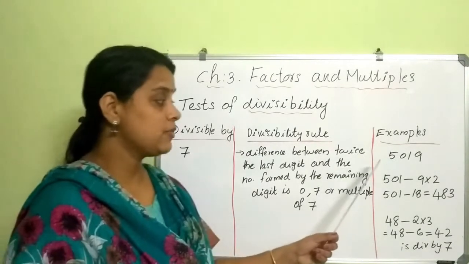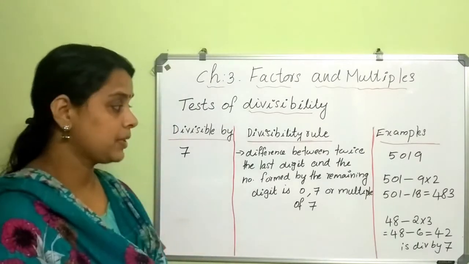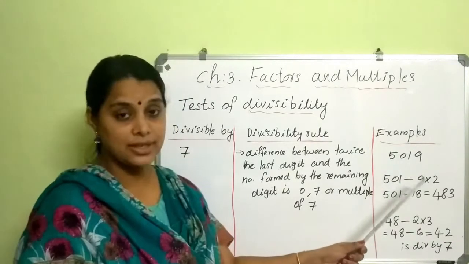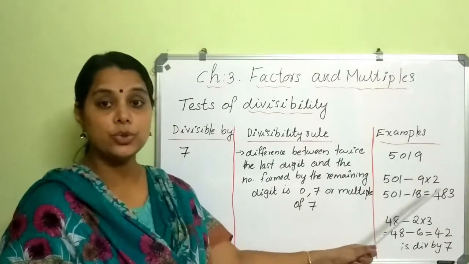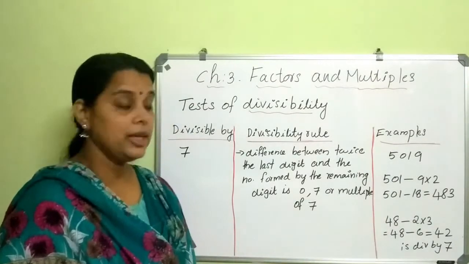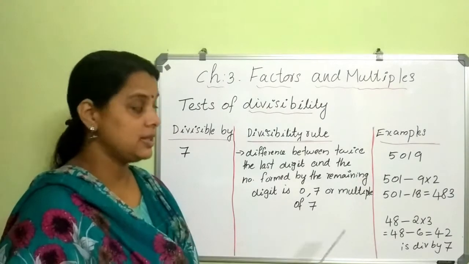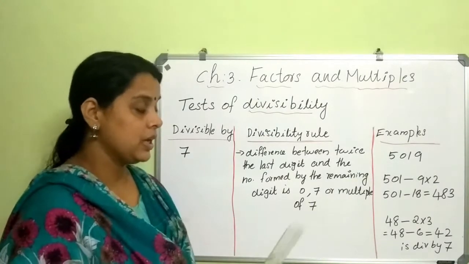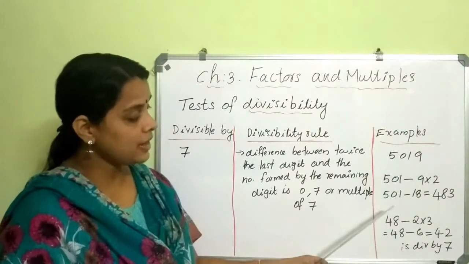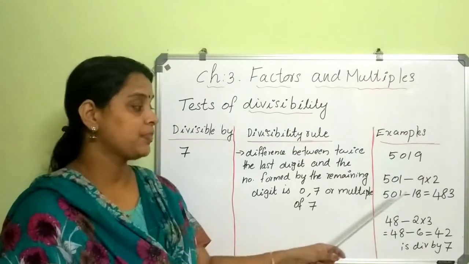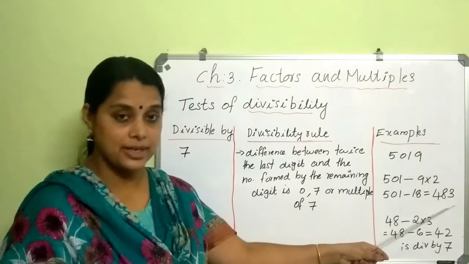The number is 5019. Twice the last digit: the last digit here is 9, so 9 into 2 is 18. The number formed by the remaining digits is 501. So 501 minus 9 into 2, that is 501 minus 18, which is equal to 483.